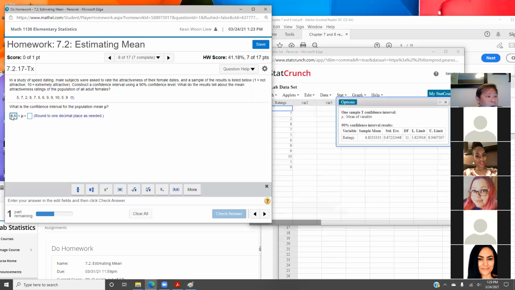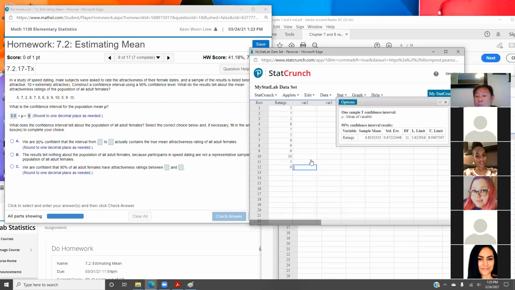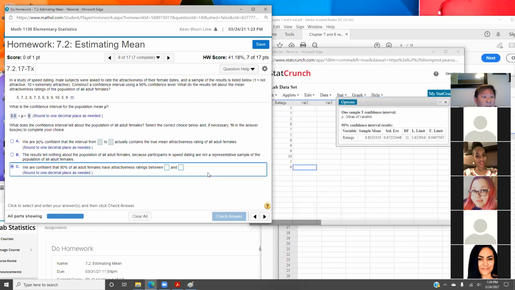5.6, 1 decimal place. 5.6 and 8.0. So this is how you do this. If they give you data, you just need to go to data.